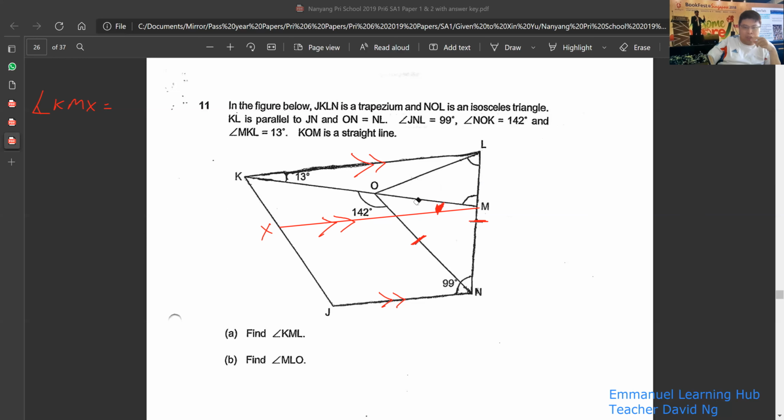But right now, I'm interested in this angle. KMX, this angle. So you have to tell me. I mark it out in blue. Okay, the blue angle. Can you tell me what's the angle?